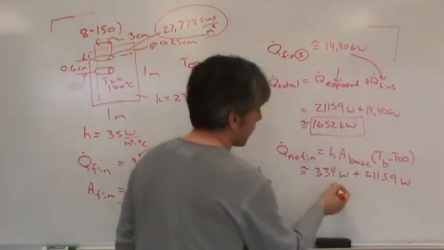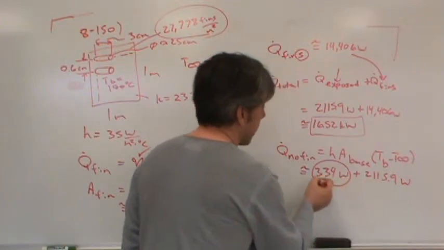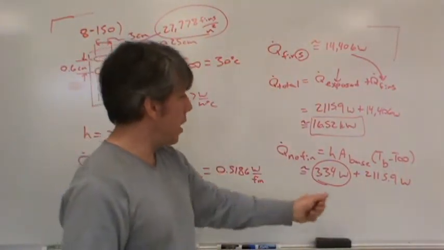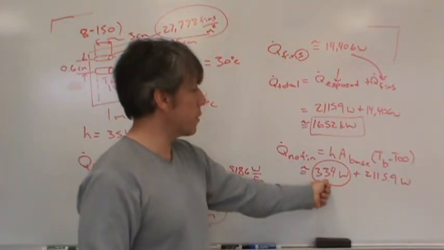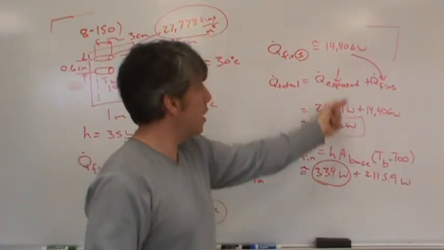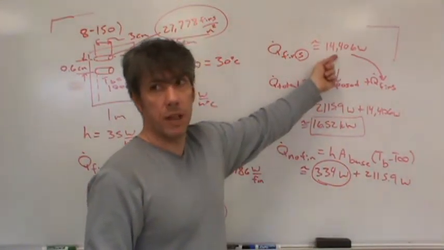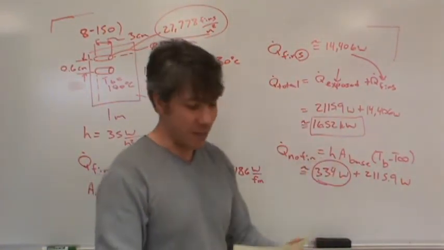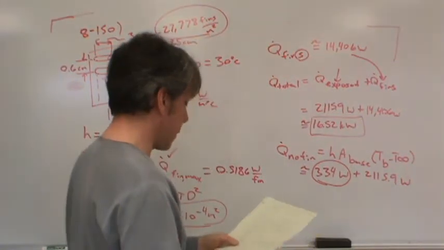Okay, so basically, here's the way to look at it. The base area that we covered up by putting fins down on top of it was only giving us 334 watts. So instead of giving us 334 watts, we put fins on it, now it's giving us 14,000 watts. Was it worth it? Absolutely, right? So we could look at this a couple different ways.